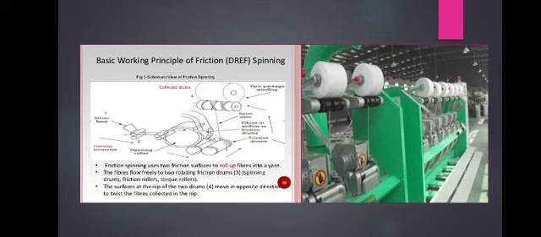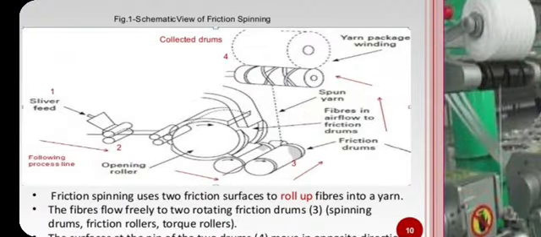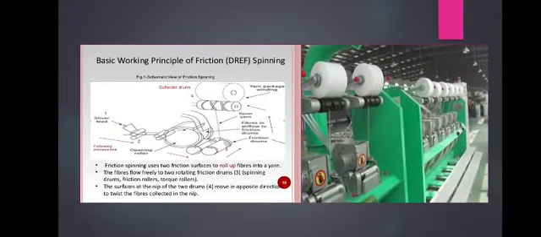Friction spinning uses two friction surfaces to roll up fibers into yarns. The fibers flow freely to two rotating friction drums. Here are the two rotating friction drums. Then the surfaces at the nip of the two drums move in opposite directions to twist the fibers collected on the nip.